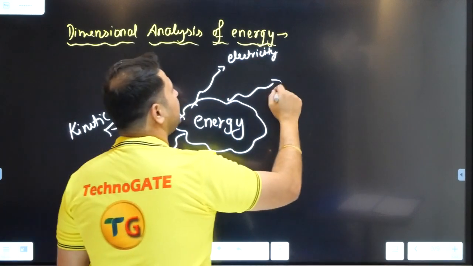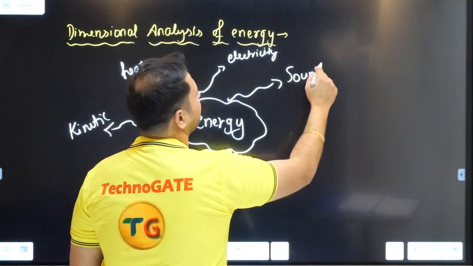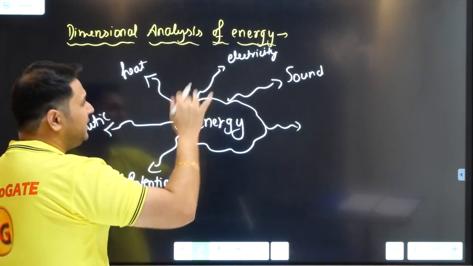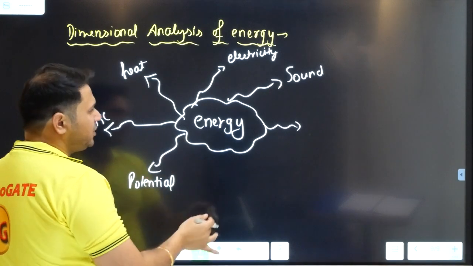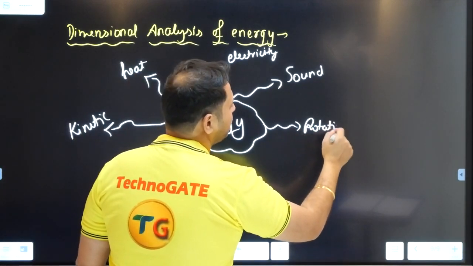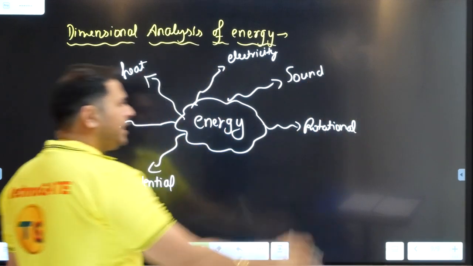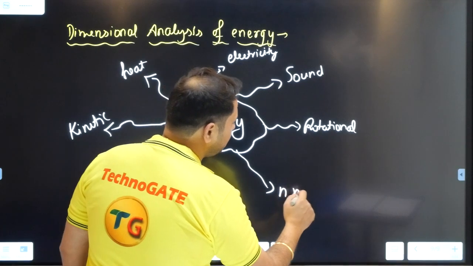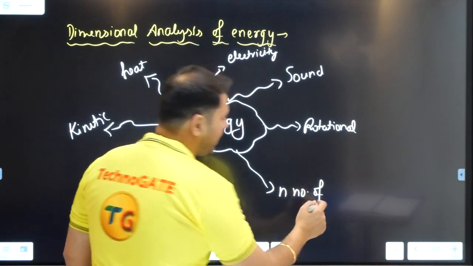Another, it can be your sound energy. It can be heat, electricity, sound, kinetic, potential, or rotational energy when it is rotating the turbines. I'm considering the one example only, right? And similarly we have n number of energy forms.